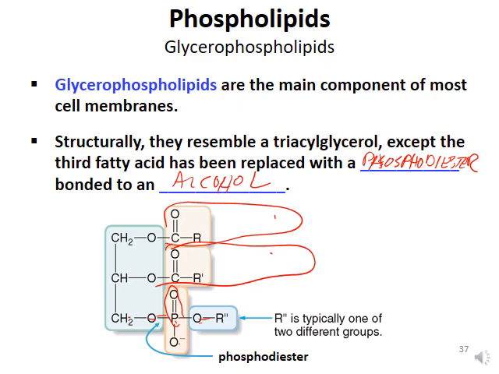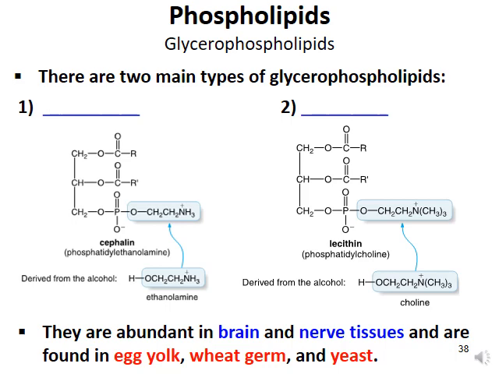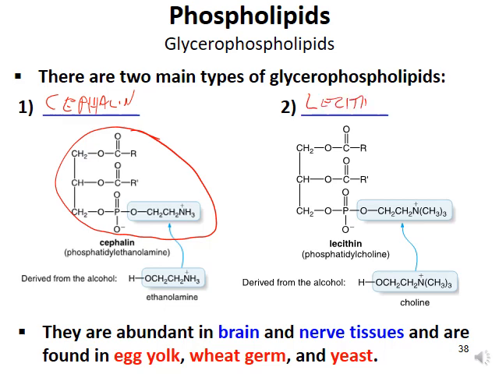All right, so let's look at what that looks like in a little bit more closer view. 2 main types of glycerophospholipids. One is called cephalin, and there it is. And the other one is called lecithin. And there it is.